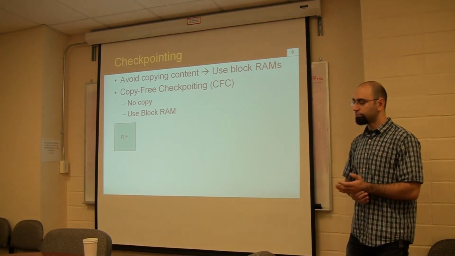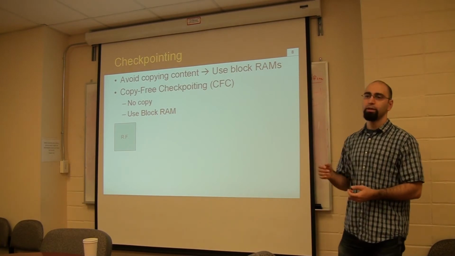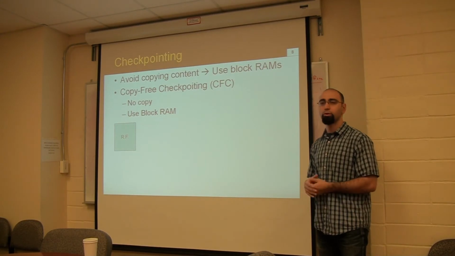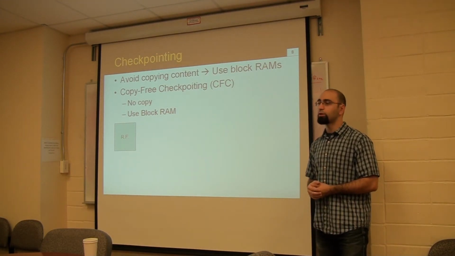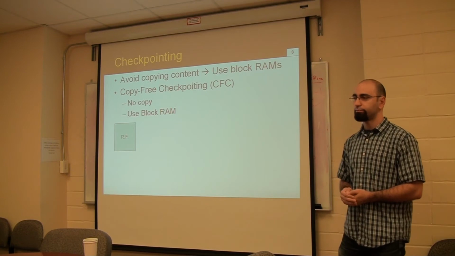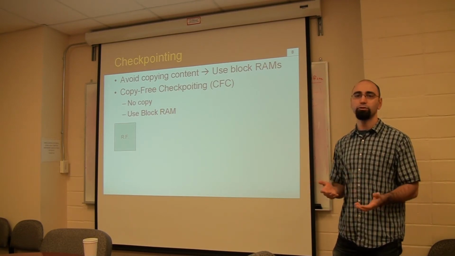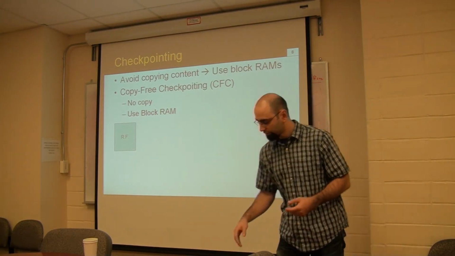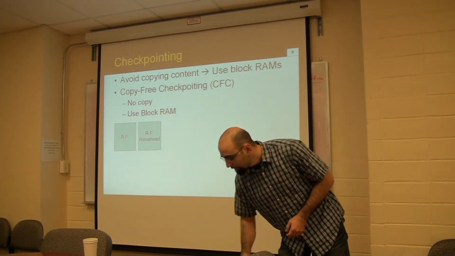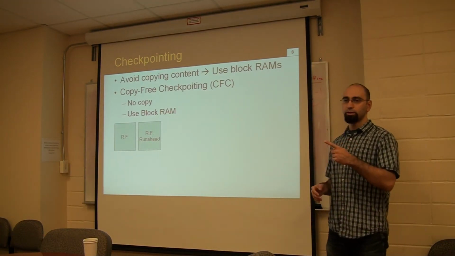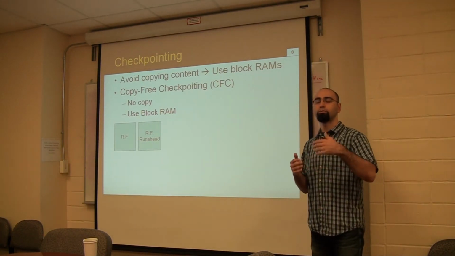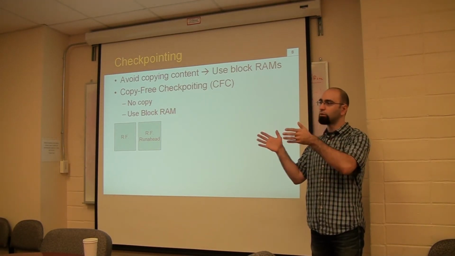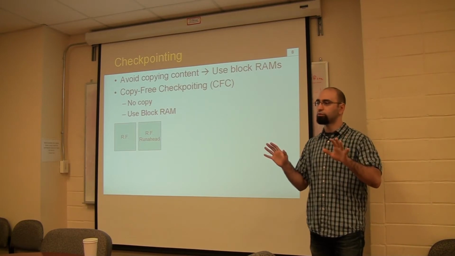So what we do is we use CFC. CFC is a checkpointing mechanism we proposed a while back that is actually copy-free. Because of that, we can freely use block RAMs. Now, how do we actually use this to checkpoint a register file? What we really need is one checkpoint, because there's not going to be multiple levels of Runahead execution. We only have one level. We're either in normal mode or in Runahead mode, so we only have two modes.